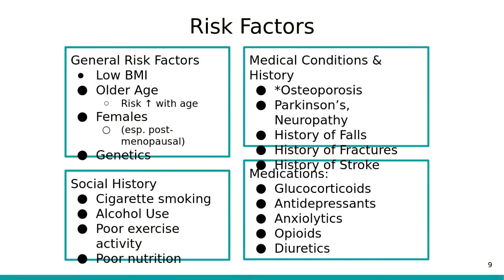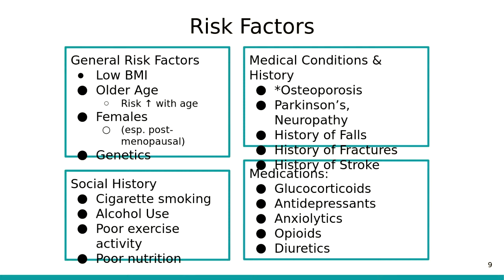And in terms of genetics, a family history of either hip fractures or falls or fractures in general increases your hip fracture risk. And when we go to social history, things like cigarette smoking, alcohol use, poor exercise activity, because you're not strengthening any bones, and poor nutrition contribute to weaker bones. And specific medical conditions such as osteoporosis mainly, but things like Parkinson's and neuropathy that increase your risk for falls also increase your risk for fracture. And in general, a history of falls, fractures, and stroke increases future risk for hip fractures.